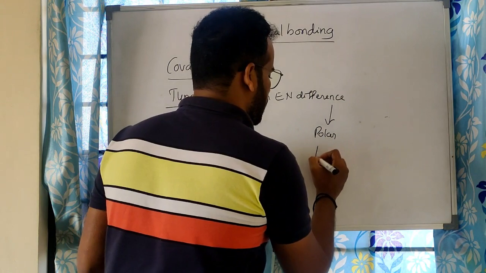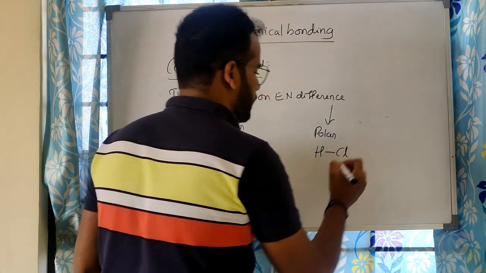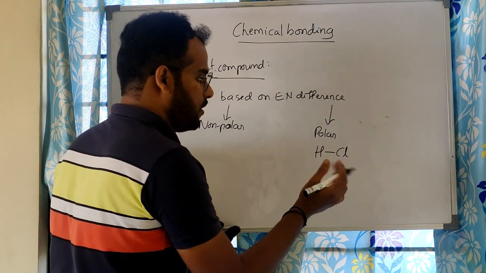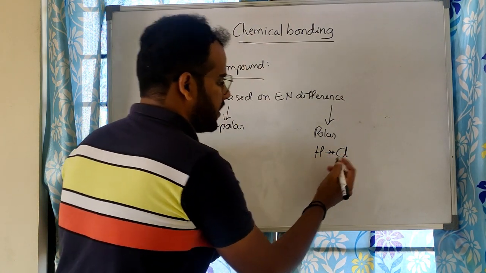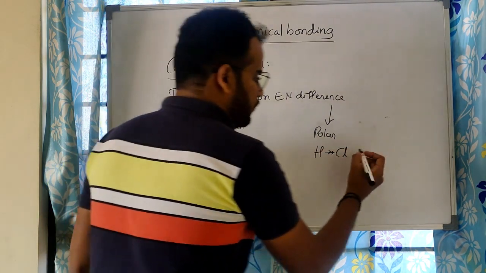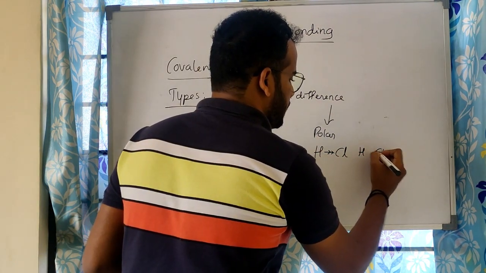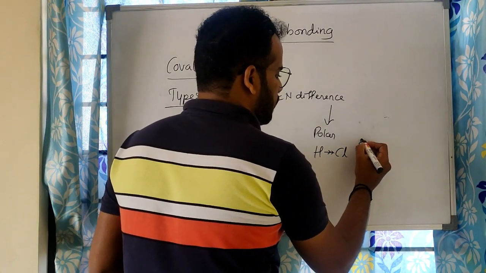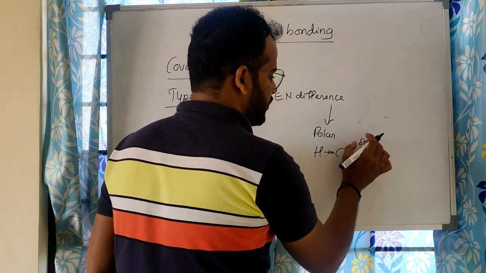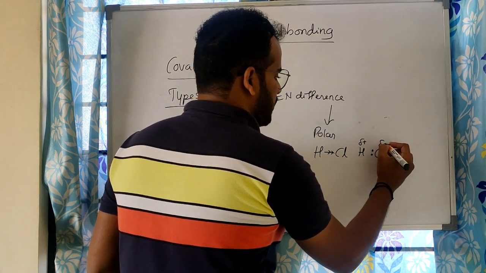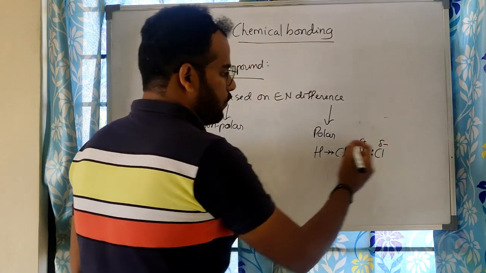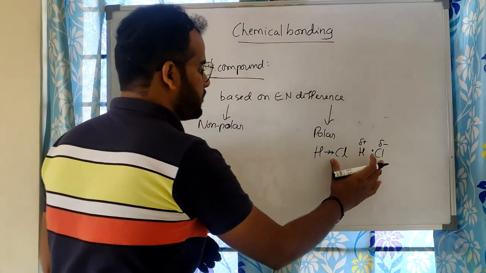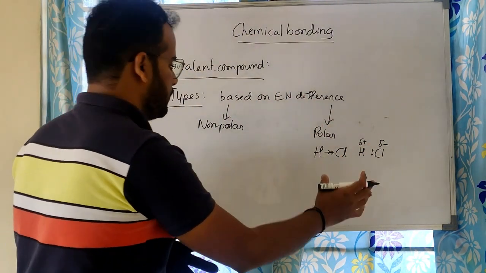Like for example, you take HCl. The electronegativity difference between hydrogen and chlorine is more. So the electrons will be pulled by the chlorine. Therefore, when you check its structure, the pair of electrons will be towards the chlorine. Because of this, there will be a formation of fractional positive charge on hydrogen, fractional negative charge on the chlorine. Means you form the two poles, positive pole and negative pole. Such compounds are called polar covalent compounds.